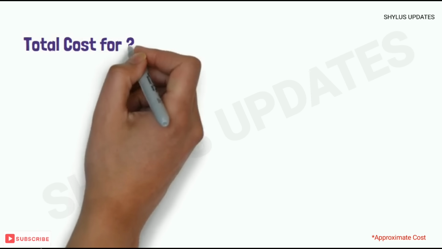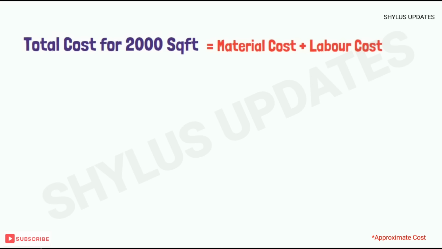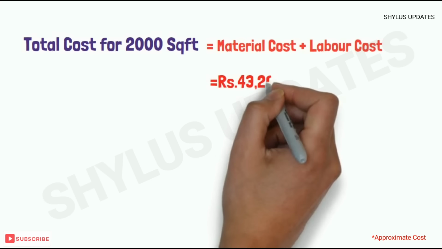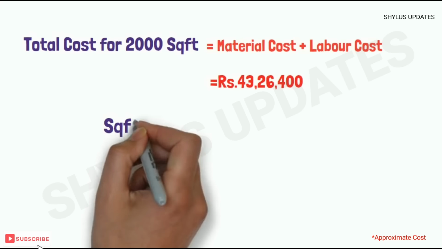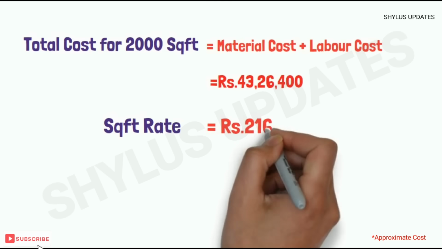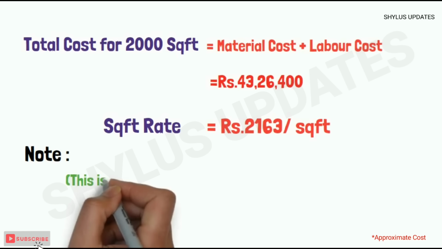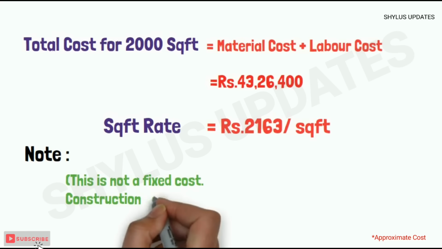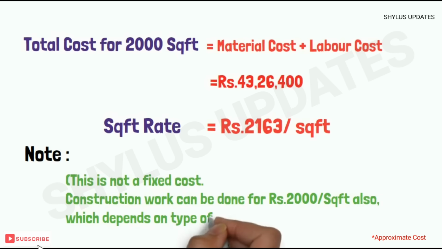Total cost for a 2000 square feet house is equal to material cost plus labor cost. When you add, you will get rupees 43,26,400. When you divide rupees 43,26,400 by 2000 square feet, you get the square feet rate as rupees 2,163 per square feet. This is not a fixed cost. Construction work can be done for rupees 2,000 per square feet also, which depends on type of brand, quality of materials used.